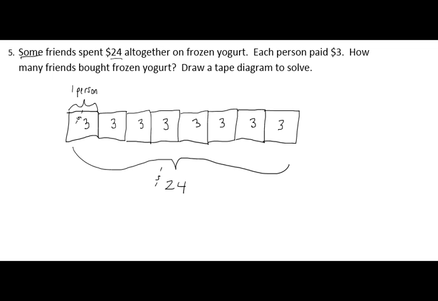And the question says, how many friends bought frozen yogurt? Again, each unit represents 1 person. Count my units, and I can see that I have 8 units. So that tells me 8 friends bought frozen yogurt.